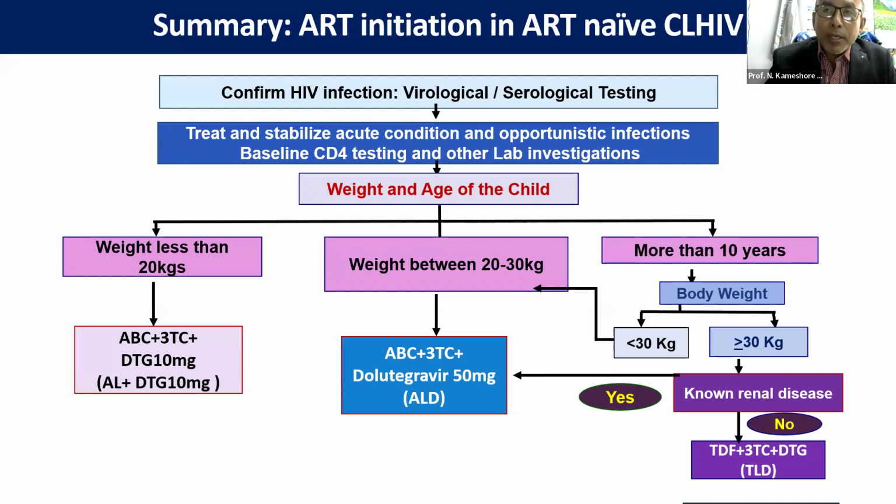And if the body weight is 30 kg or more with age 10 years or more, we look, is there any renal disease? If renal disease is not there, then TLD, that is tenofovir, lamivudine, and dolutegravir. If renal disease is there, this child will come to the category between 20 and 30 kg with abacavir, lamivudine, and dolutegravir.